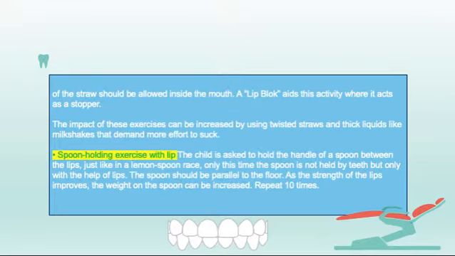Another exercise is spoon holding with the lips. The child is asked to hold the handle of the spoon between the lips, just like in the lemon and spoon race, only this time the spoon is not held by the teeth but only with the help of the lips. The spoon should be parallel to the floor. As the strength of the lips improves, the weight of the spoon can be increased. Repeat 10 times.